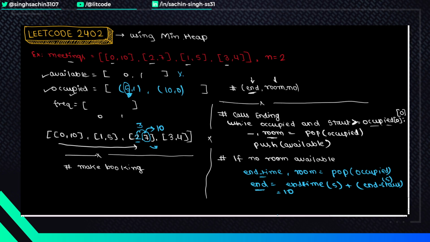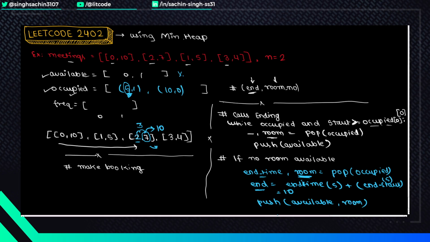So what we can do is make this room available, which will be getting free as early as possible. So push in the available heap with the room number. This was the second condition, and the last one is very simple.